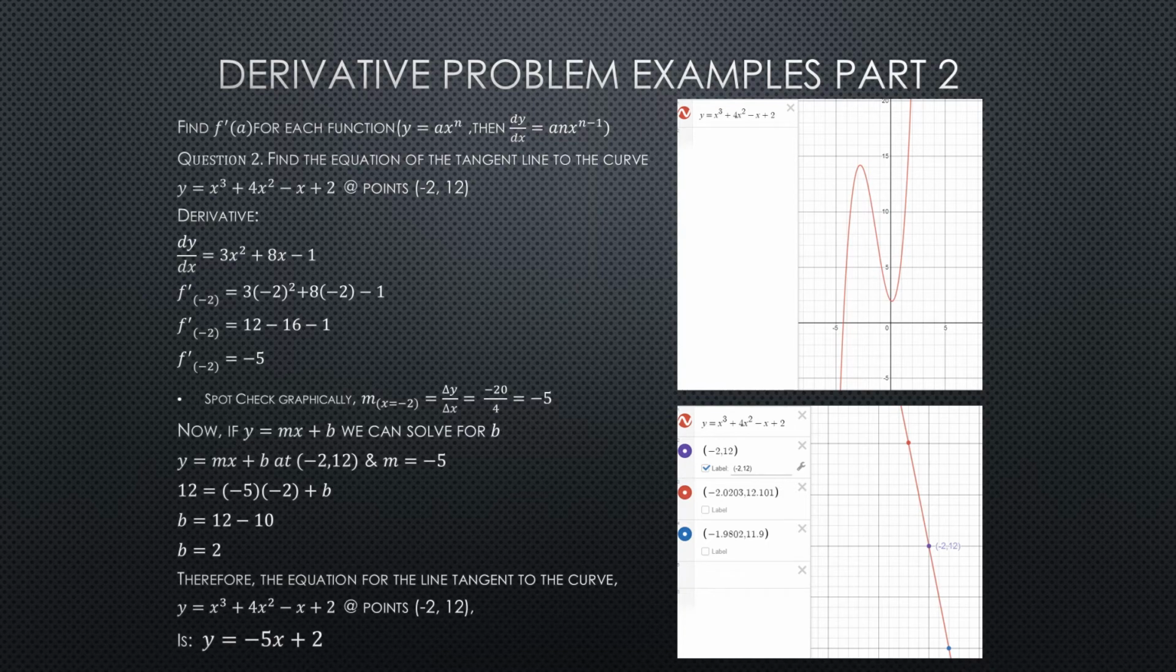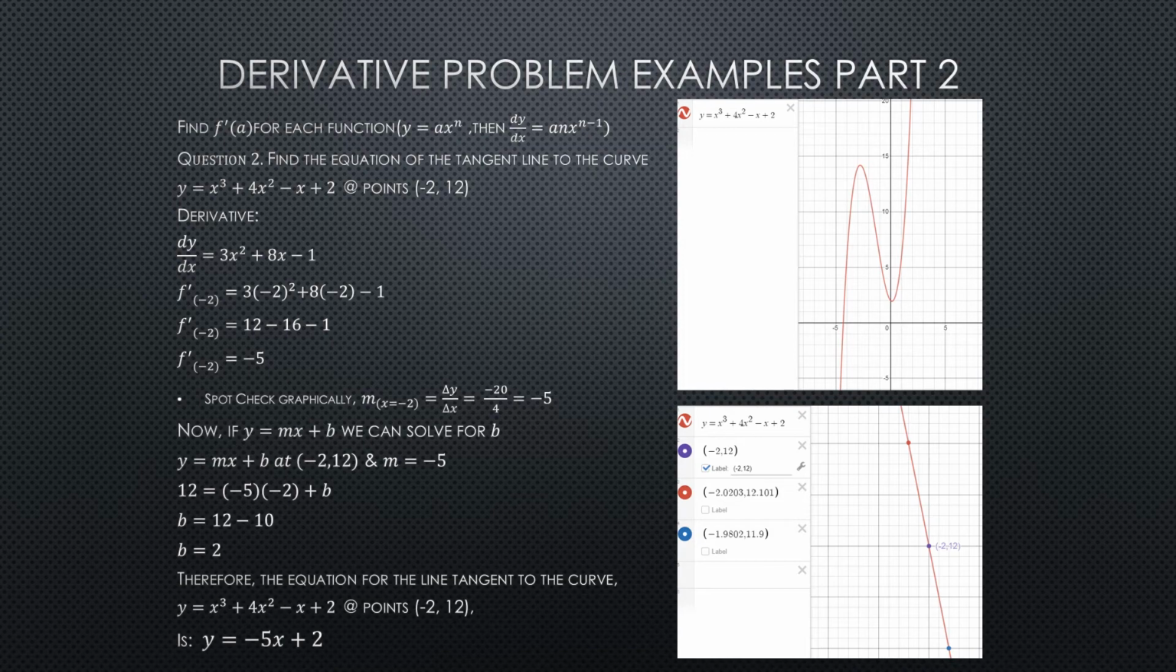So in order to spot check that, I've got the original function plotted here in Desmos, and you can see the cube. That's what happens when you get an x cubed in your formula. I've zoomed in at the point where x is equal to -2, and that's the graphic below. It's zoomed way in at x equals -2 and y equals 12.